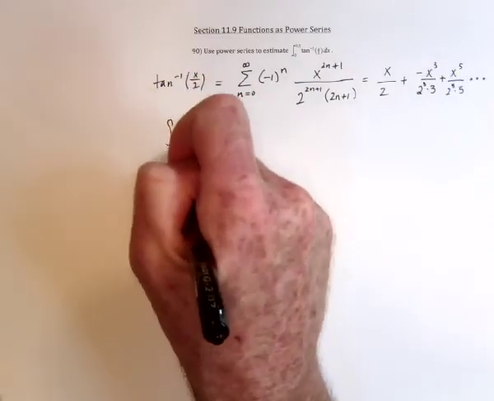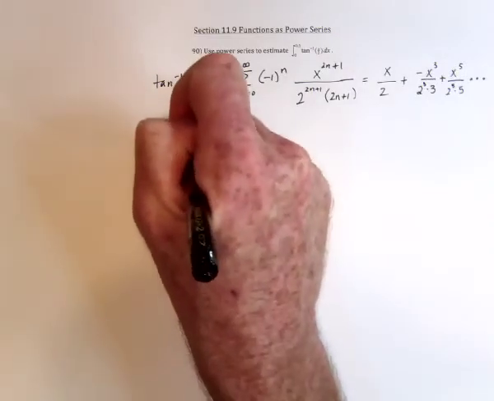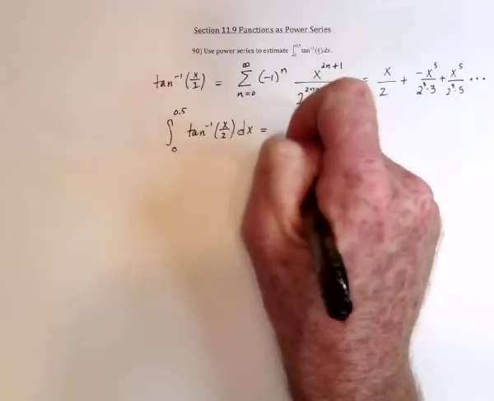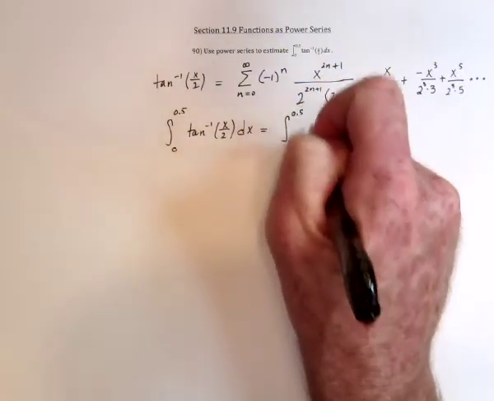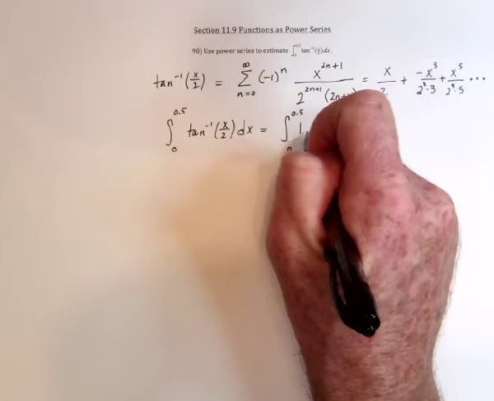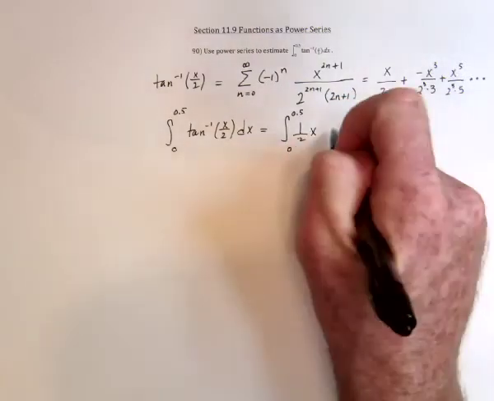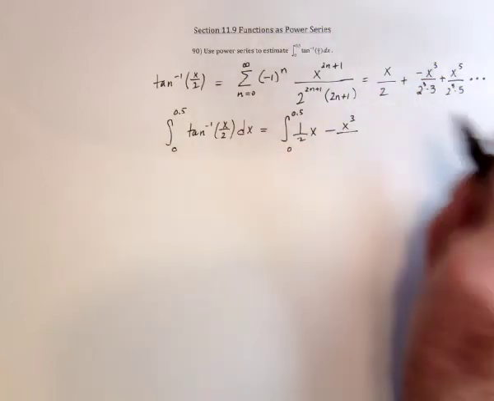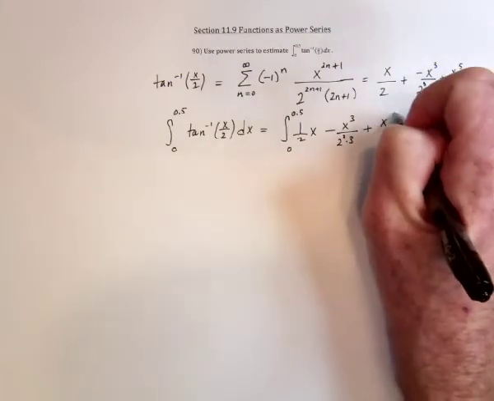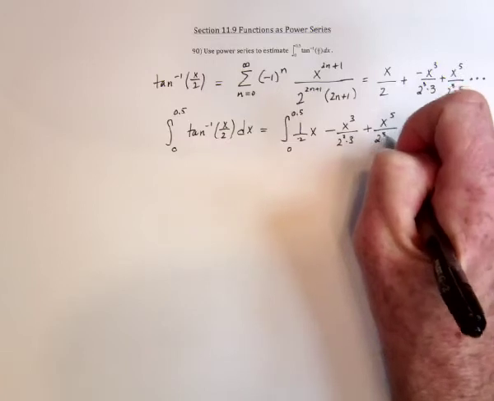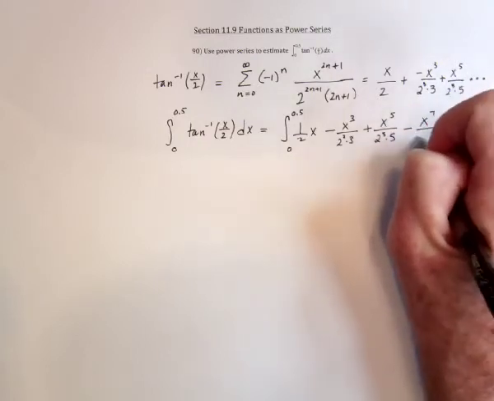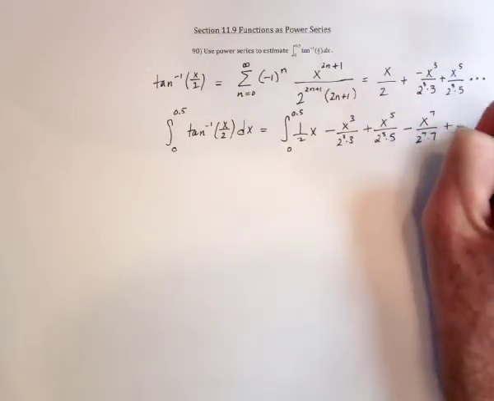So if you integrate from 0 to 0.5 tangent inverse of x over 2, that's the same as integrating from 0 to 0.5. Let's see, the first one is 1/2 x. Next is minus x cubed over, I'll just leave it as 2 to the 3rd times 3, plus x to the 5, 2 to the 5 times 5, and one more, x to the 7 over 2 to the 7 times 7, etc.